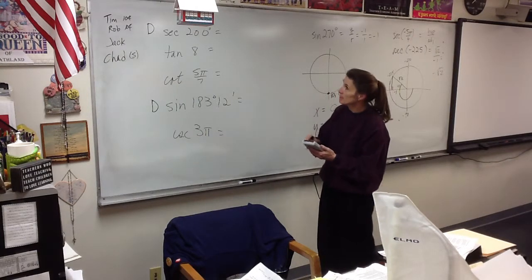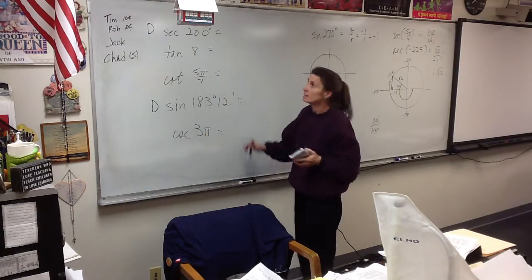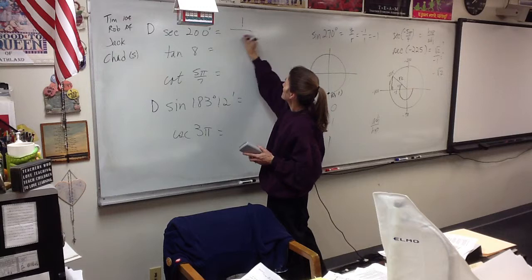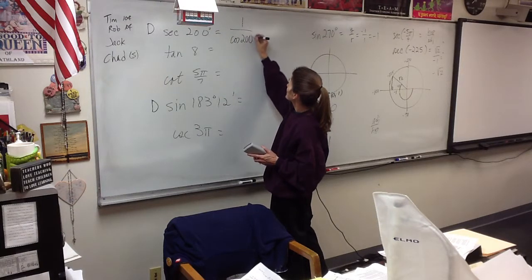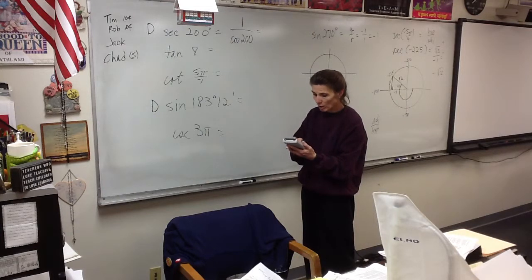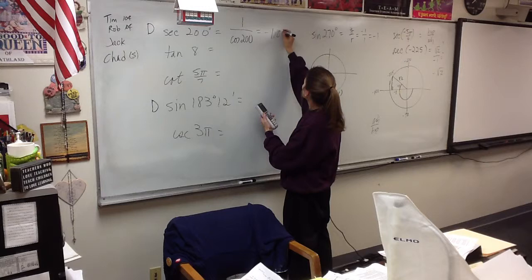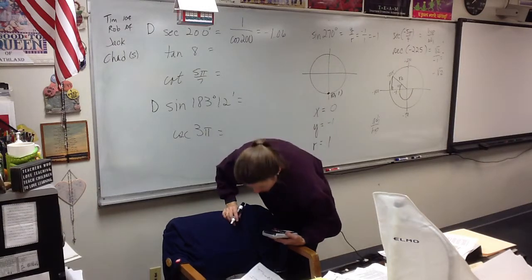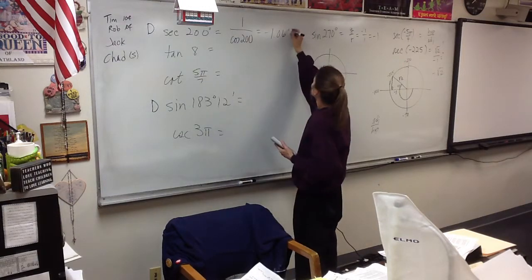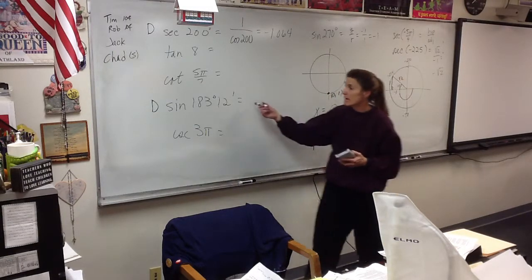And now I'm going to type, oh shoot, how do I type in a secant? I don't have a secant button. You're right, 1 divided by cosine 200. That's what I type in. 1 divided by cosine 200. And that gives me a value of negative 1.06. How did it tell me to round? Thousandth? Negative 1.064.